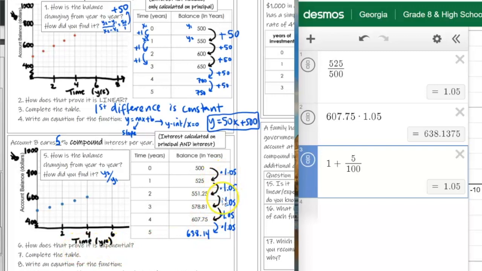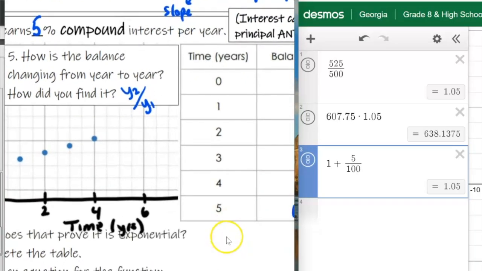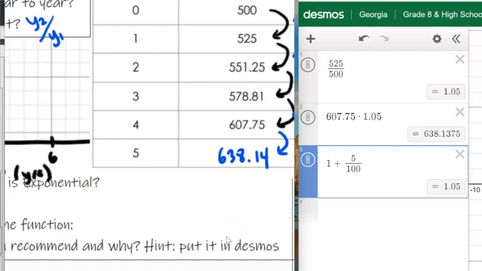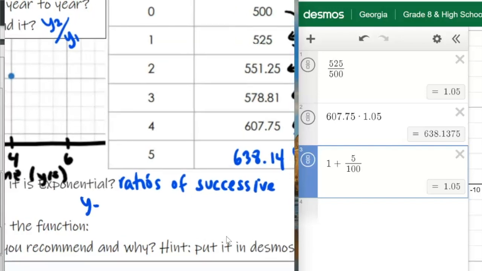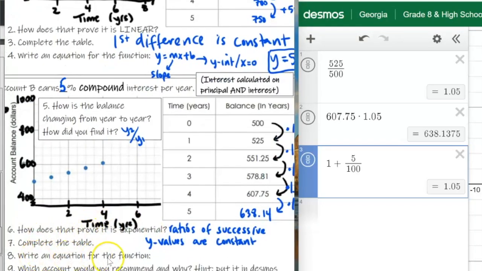All right, so now that I know that, how does it prove that it's exponential? Because I am multiplying by the exact same thing each time. In order to prove that it's exponential, we're going to say that the ratio of successive y values are constant, or you can say the same. All right, what that means is it's always 1.05. All right, now that you've done that, write an equation for this function.